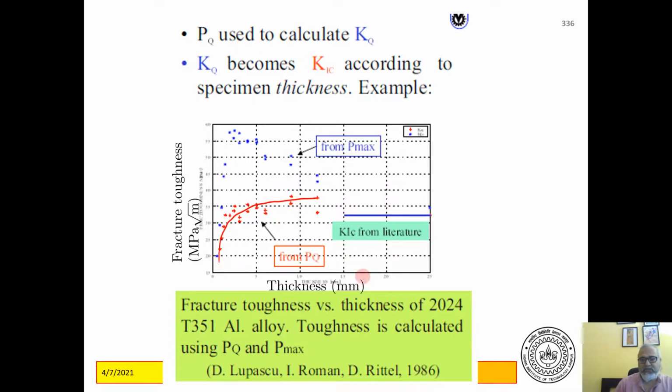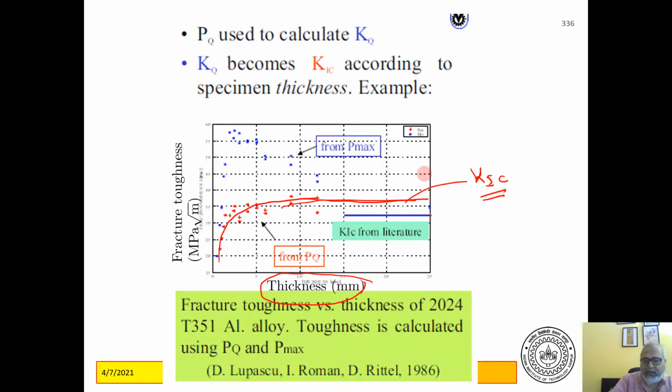As you see, as you increase the thickness of the sample, the value from PQ goes and becomes flat. This flat value is your K1C for this material. This is the plane strain K1C.